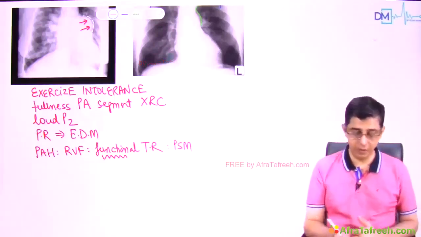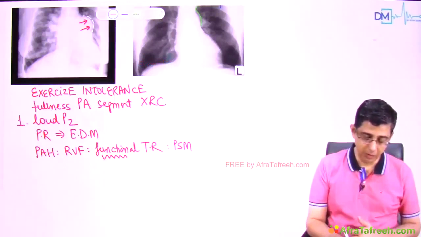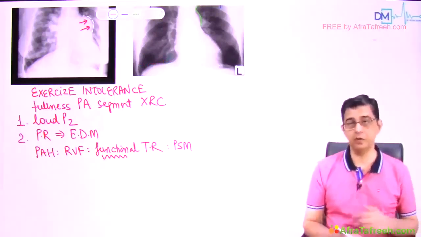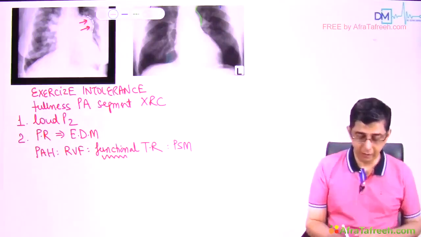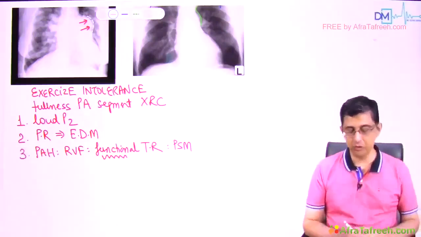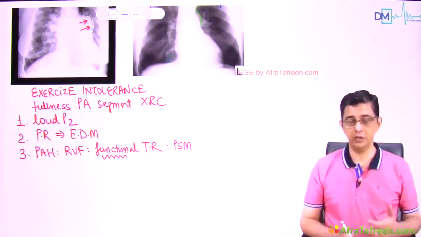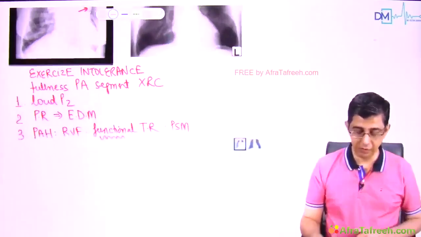The findings of pulmonary artery hypertension can be a loud P2. If the pressure increases further, the early diastolic murmur of PR will develop. If the right side of the heart will decompensate, then a functional TR can also appear in the patient, and obviously the symptoms of exercise intolerance will worsen in the patient.